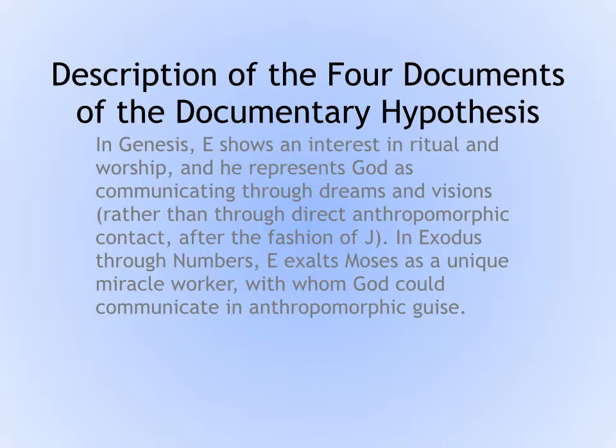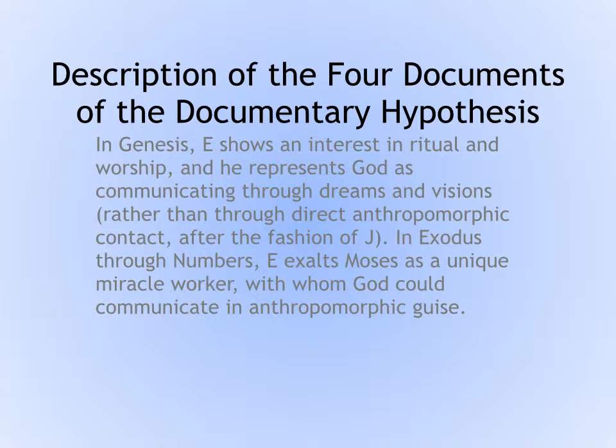In Genesis, carrying this discussion further with E, E shows an interest in ritual worship and will represent God as communicating through dreams and visions rather than through direct anthropomorphic contact after the fashion of J. So, for instance, the J document would say something to the effect that God spoke to Moses through a bush that was burning but was not consumed. So there's a direct vocal contact with Moses, whereas in the E documents, God speaks to prophets through dreams or visions, such as the way he did with Ezekiel or Daniel later on in the Old Testament.